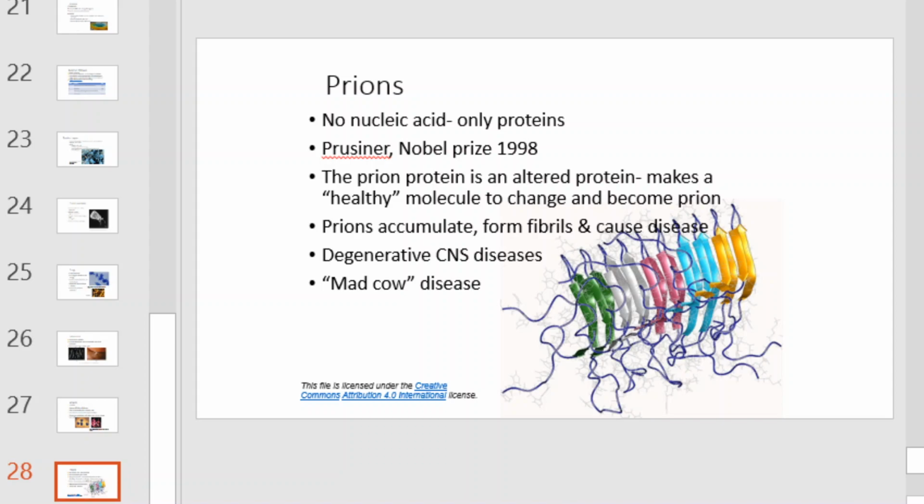Prions. Prions are sometimes thought of as infectious particles. They have no nucleic acid, only proteins. They were first described by Prusiner, who won the Nobel Prize for them in 1998. The prion protein is an altered protein which causes a healthy molecule to change and become a prion. Prions can accumulate, form fibrils, and cause disease. A great example of a prion-caused disease is mad cow disease.